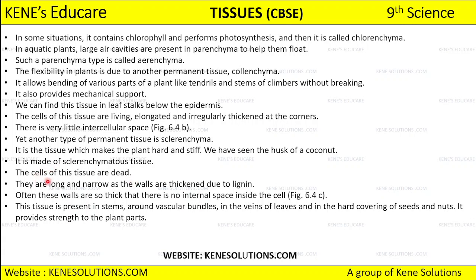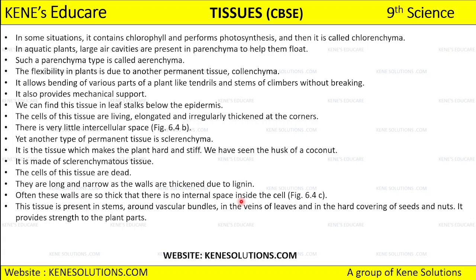Okay, so the cells of these tissues are dead. Sclerenchymatous tissue का cells कैसा होता है? They are dead. They are going to be narrow and long, as the walls are thickened due to lignin. Because these walls are so thick, there is no internal space inside the cell.